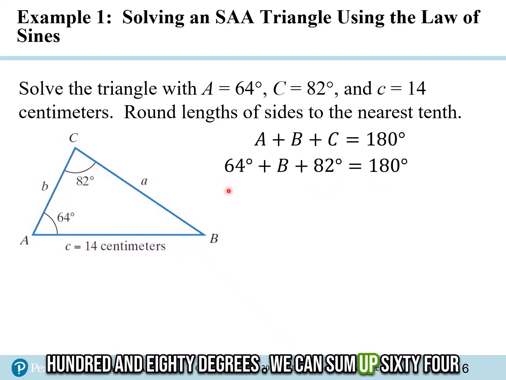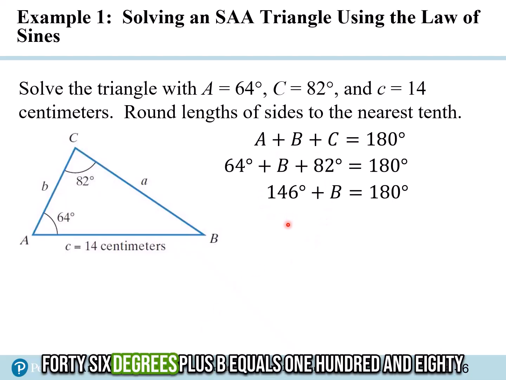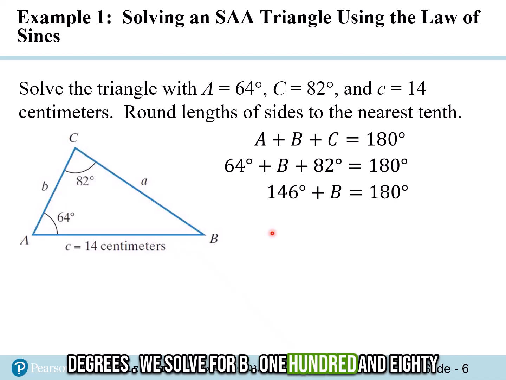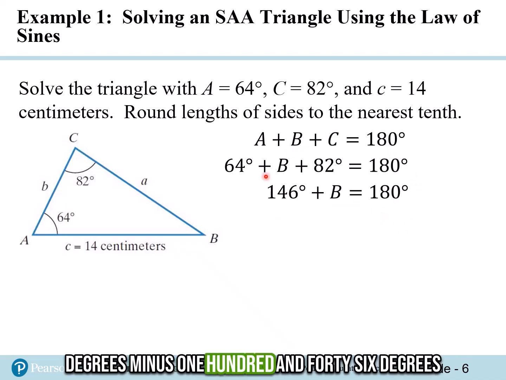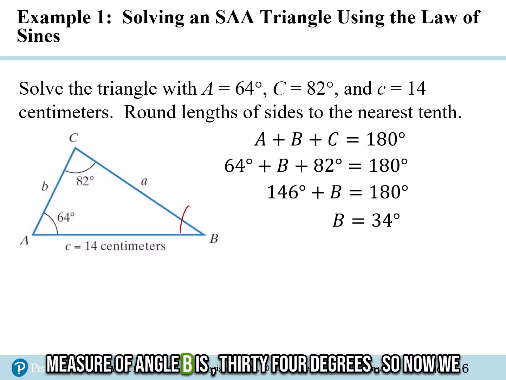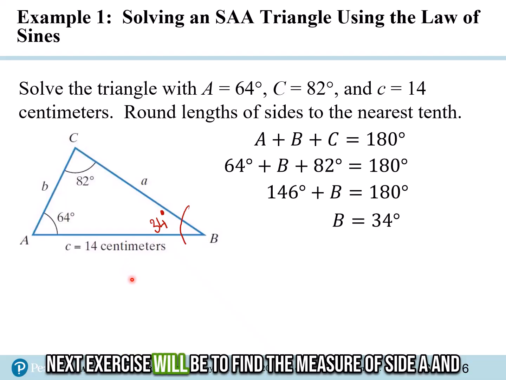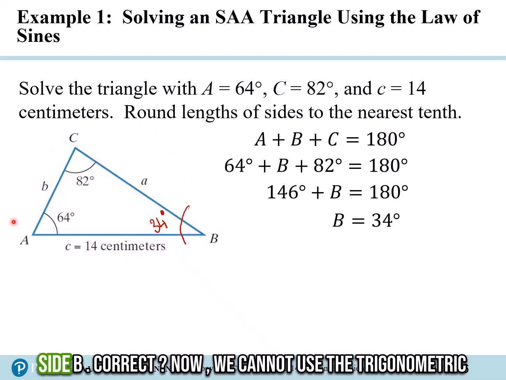We can sum up 64 and 82 degrees for a value of 146 degrees plus B equals 180 degrees. We solve for B: 180 degrees minus 146 degrees equals 34 degrees. So that is the measure of angle B, 34 degrees. So now we know the measures of all three angles of the triangle. The next exercise will be to find the measure of side a and side b.